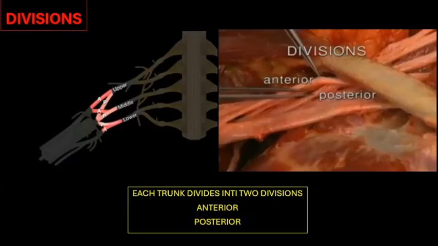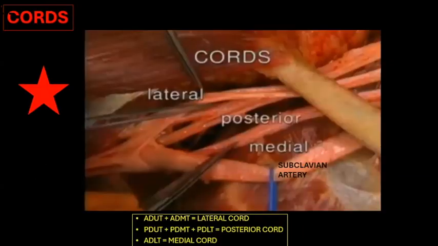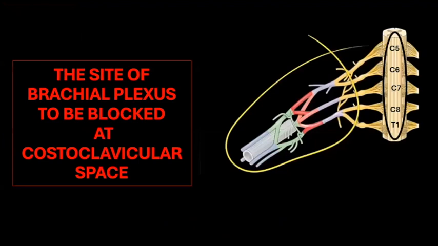Each trunk divides into two divisions, anterior and posterior. These divisions eventually unite to form cords. The anterior divisions of the upper trunk and middle trunk form the lateral cord. The posterior divisions of all these trunks form the posterior cord, and the anterior division of the lower trunk continues as the medial cord. They are in relation with the subclavian artery or the first part of the axillary artery.